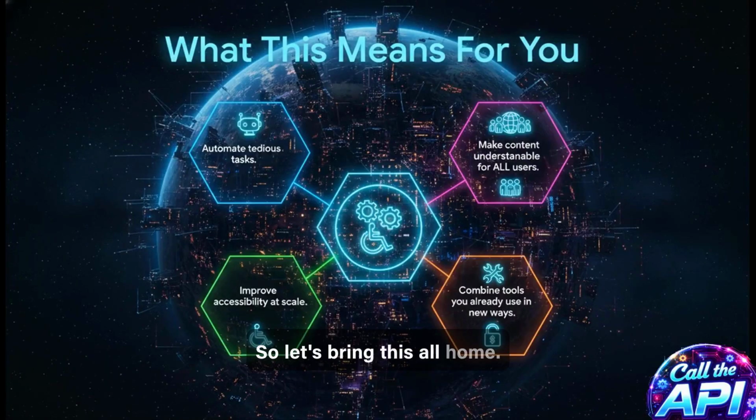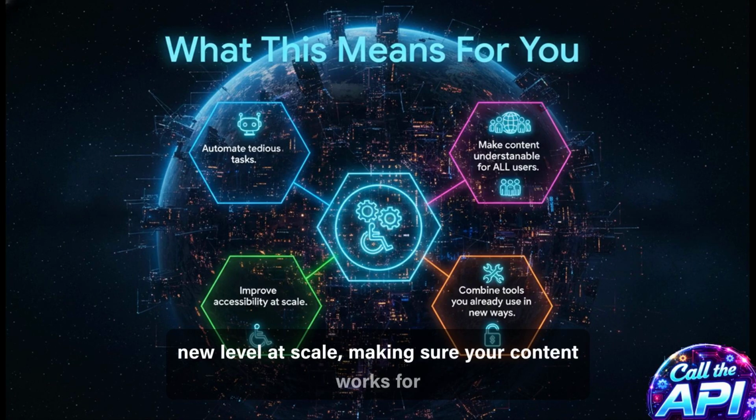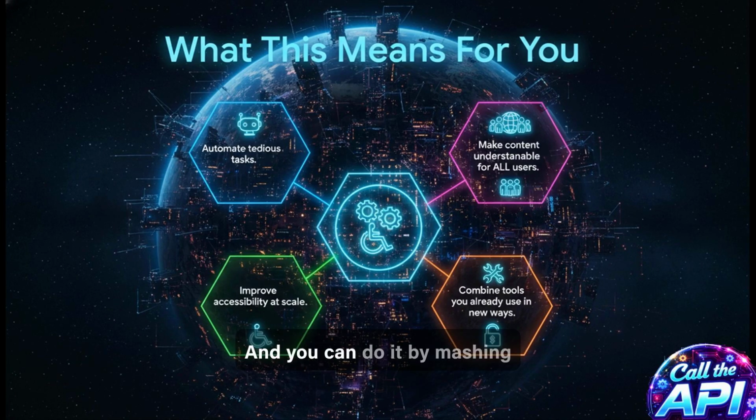So let's bring this all home. What does this actually mean for you? Well, first off, you can automate those soul-crushing, tedious tasks. You can take your accessibility game to a whole new level, at scale, making sure your content works for all your users. And you can do it by mashing up tools you already know and love, like Google Sheets, in ways you never thought possible. And the absolute best part, you can start playing with all of this stuff for free, like today.